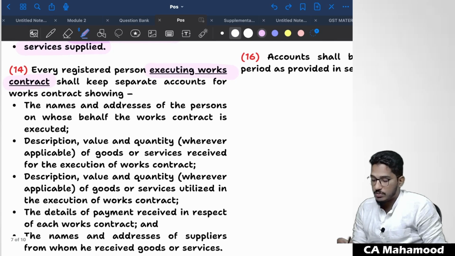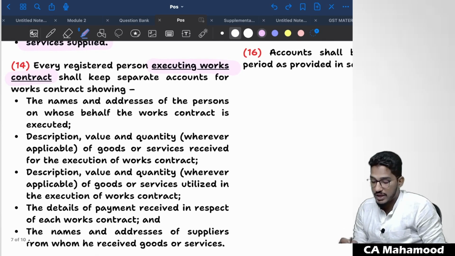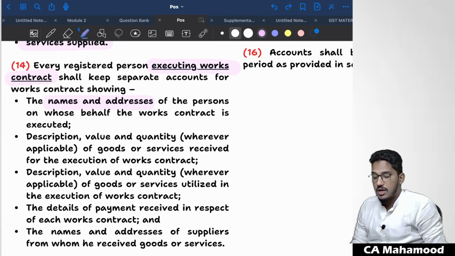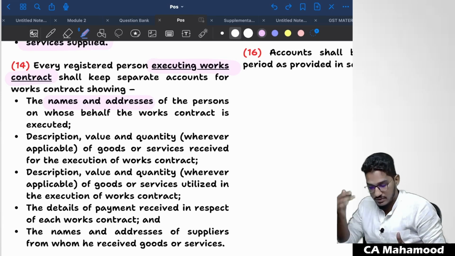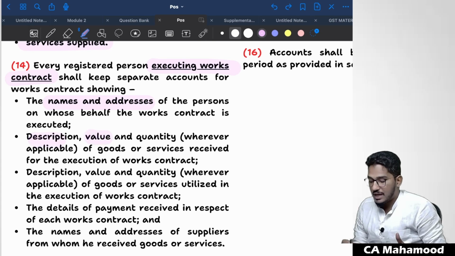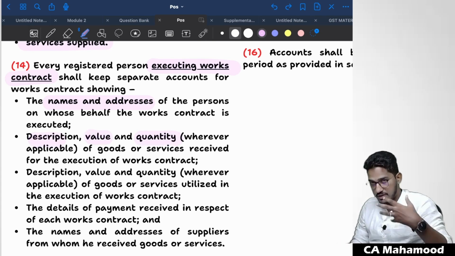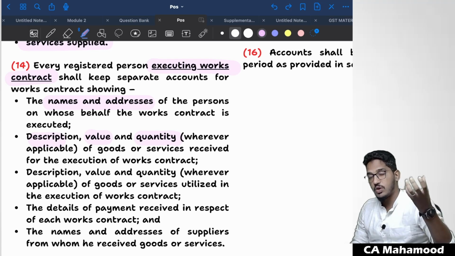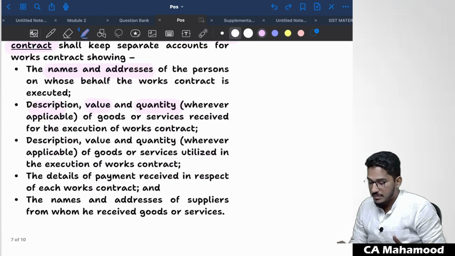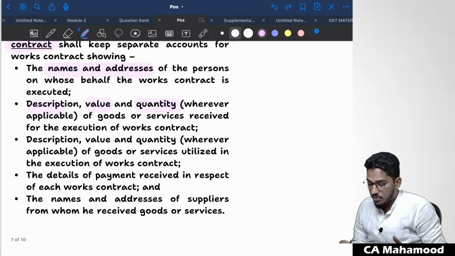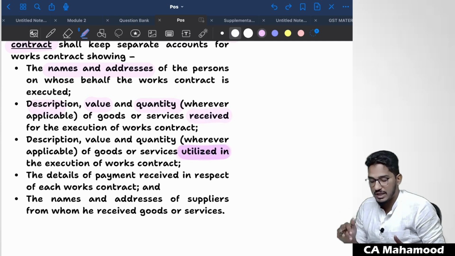So you have to maintain separate accounts for works contract showing the name and address of the persons on whose behalf the works contract is executed, on whose behalf you are doing that works contract. You have to maintain one list. Description, value and quantity of goods or services received for the execution of the works contract. For executing this works contract, how much quantity, what goods you have received. Similarly, description, value and quantity of goods or services utilized. How much you have received, how much you have utilized.